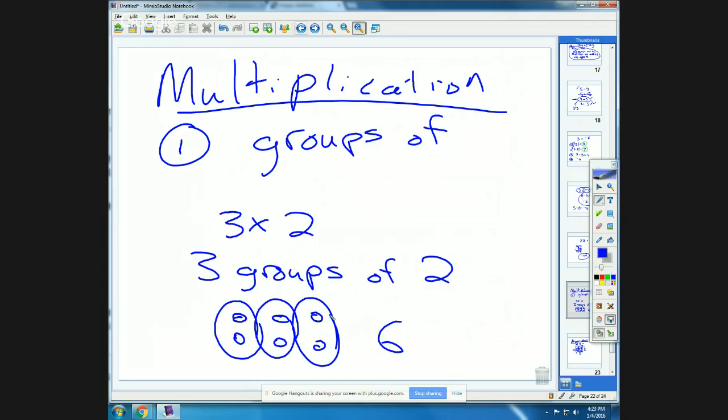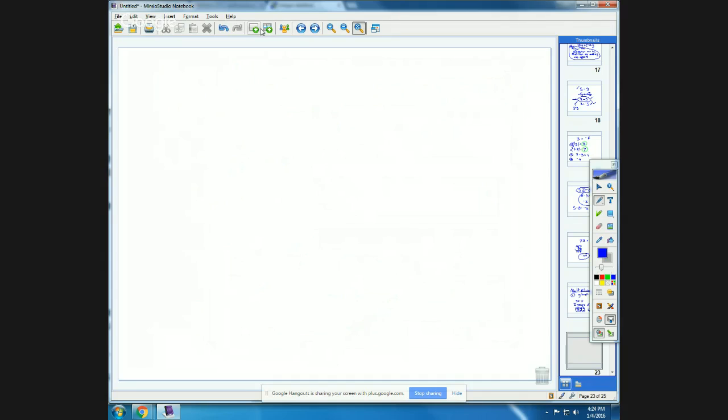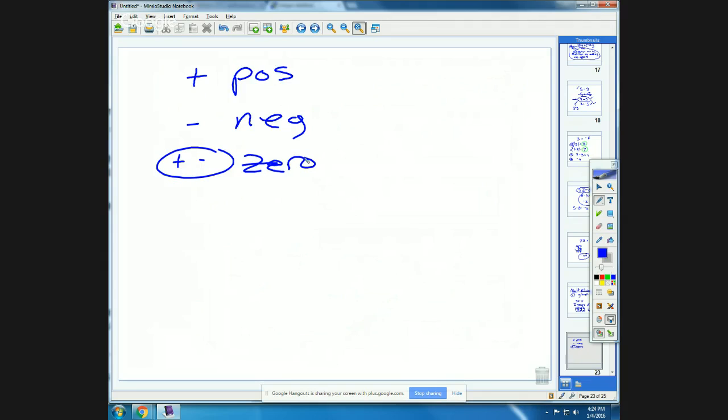All right, so the question is, now that was whole numbers, can we apply this to integers? Well, at the moment, we're using the charged particle model. So we have this guy as a positive, and this guy as a negative, and put them together to get a 0. So would I be able to do 3 times negative 2? 3 groups of negative 2? Could we draw that?